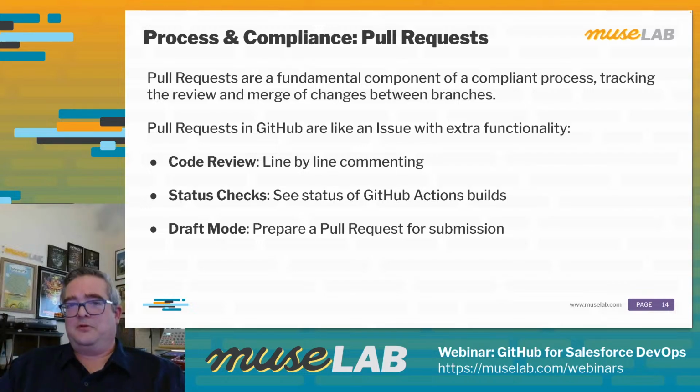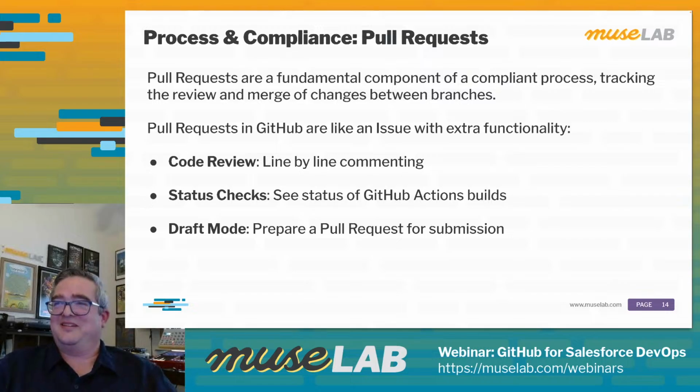But it has some extra features on it. Like you can do code review line by line and leave line by line comments and have discussions about the changes being made in the diff for that particular pull request. You can have status checks, so any of your builds will report back their status, and you can see that visibly on the pull request. You can also build draft pull requests, so you can prepare a pull request before you go through and do that. And there's a lot of automated checks and rules, which we'll talk about in a minute, that can be applied to pull requests that enforce a whole bunch of compliance checks.